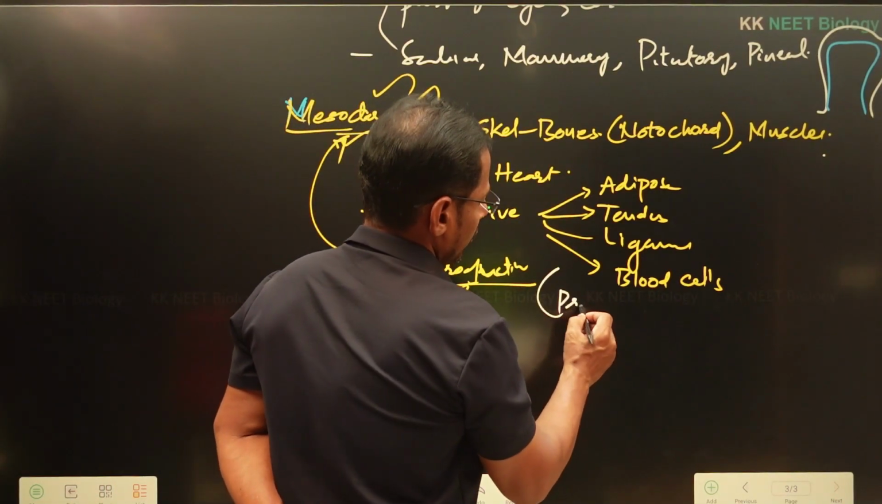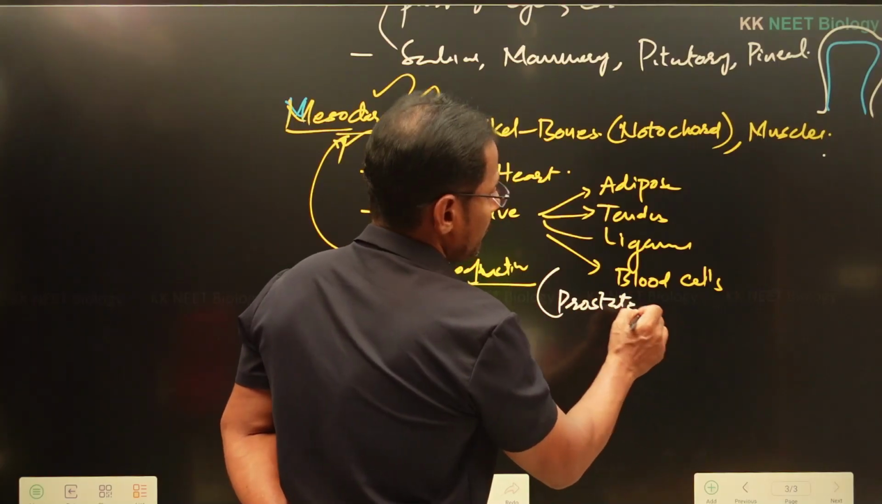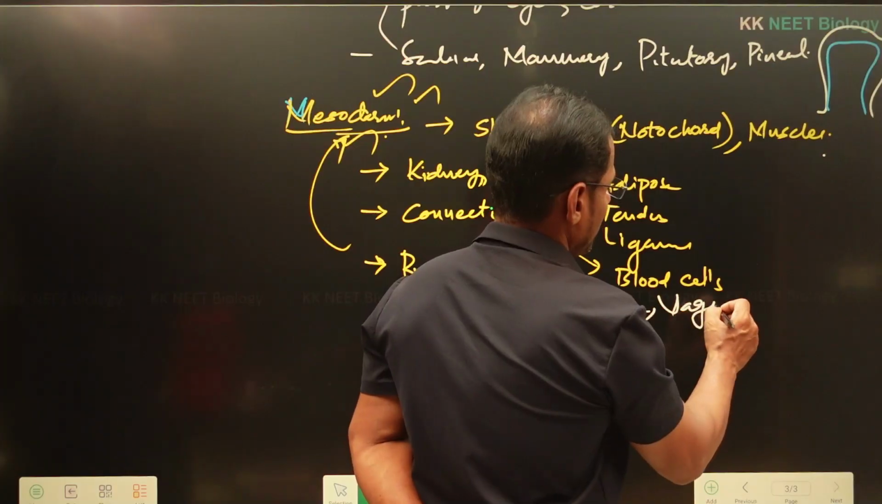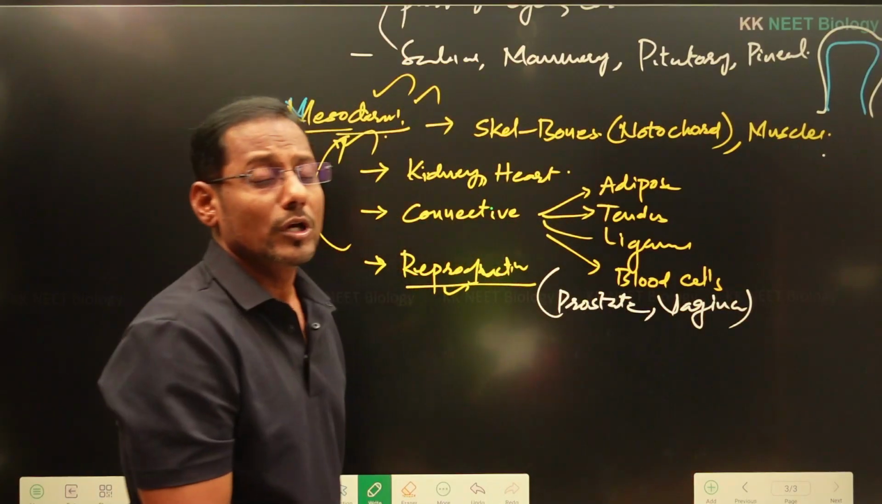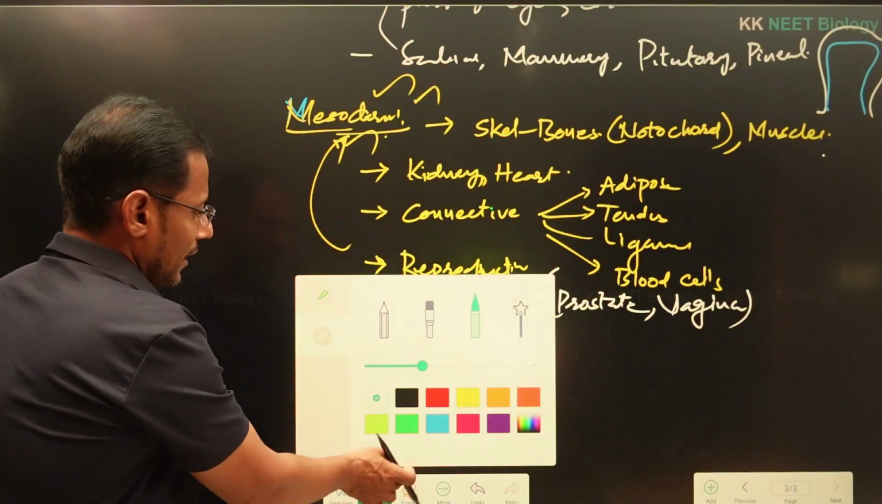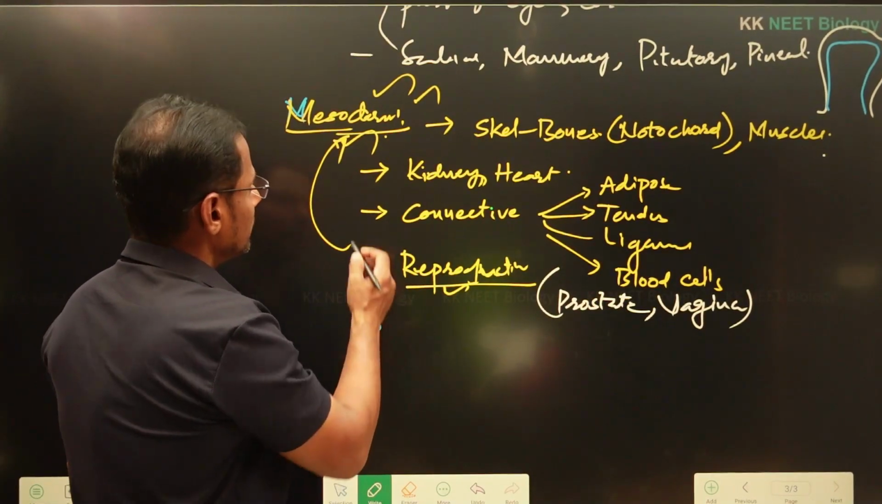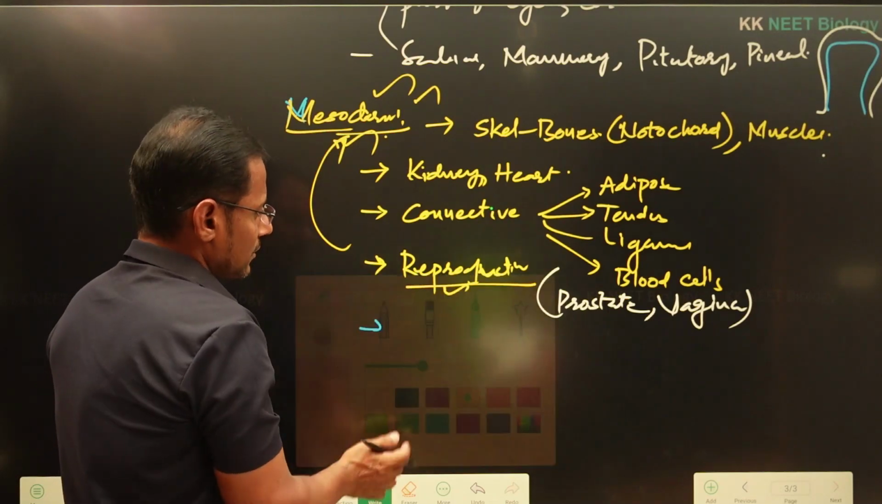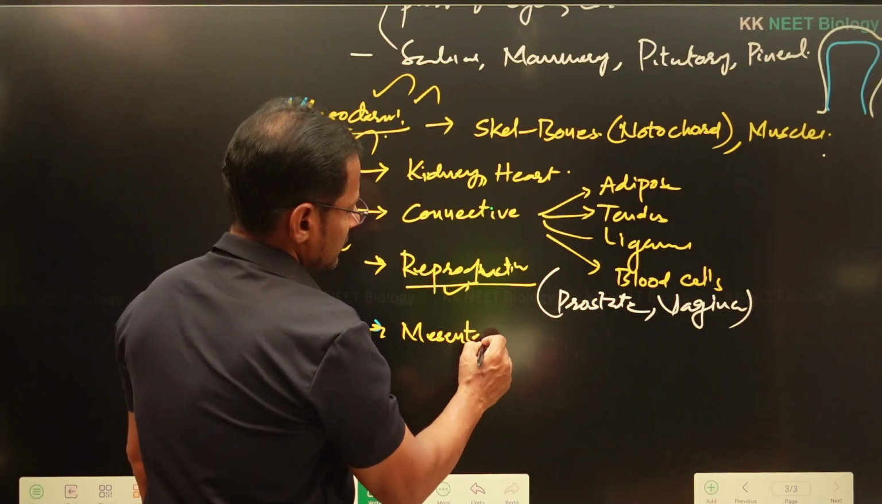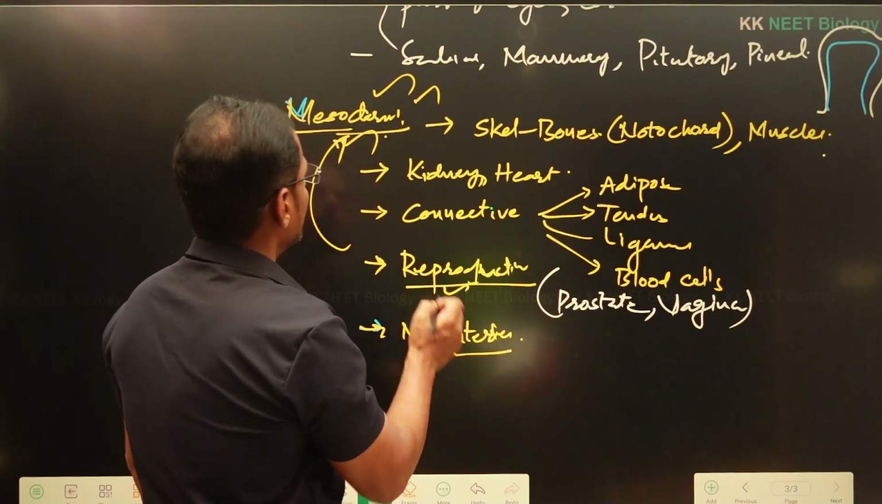Here the prostate gland is not from the mesoderm, as well as the vagina of the female reproductive system, which is not derived or developed from the mesoderm. Keep it in mind, right? And if we look at the mesoderm, here are some more things, that is the mesenteries. So mesenteries are also derived from the mesoderm.